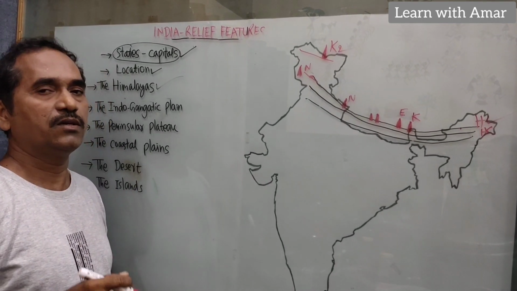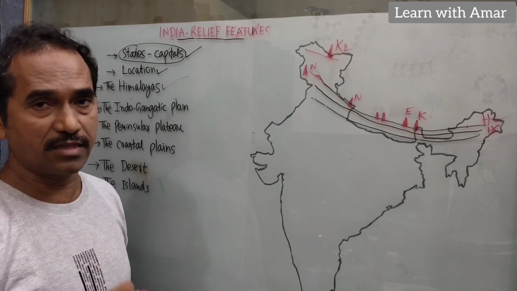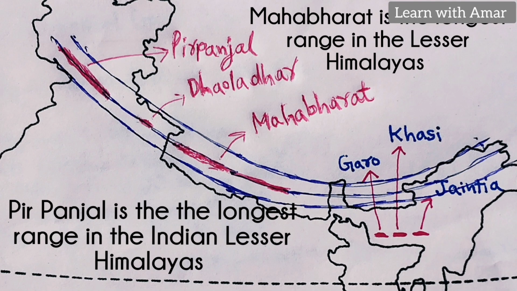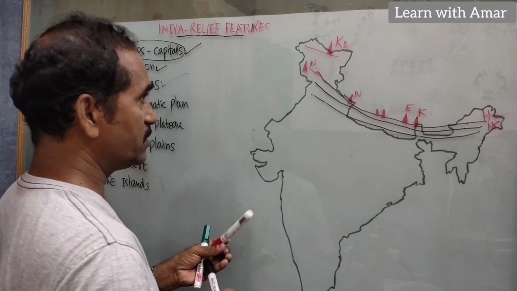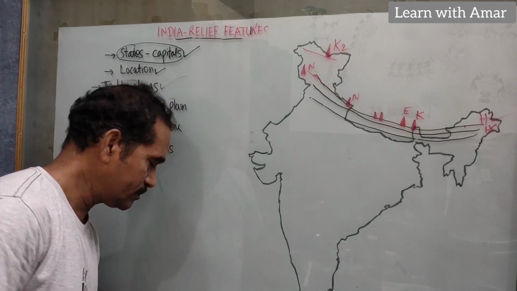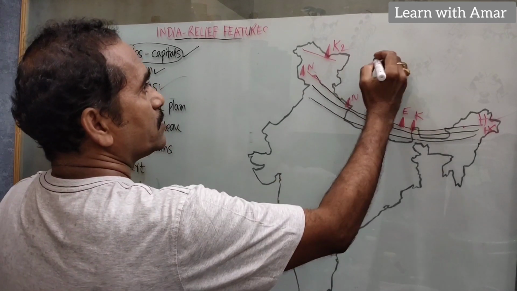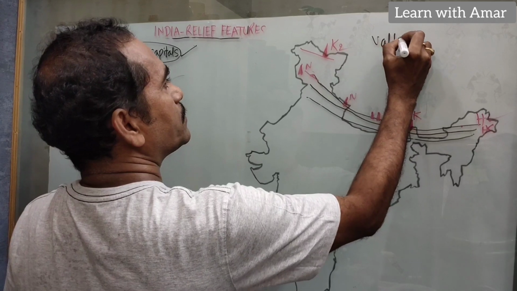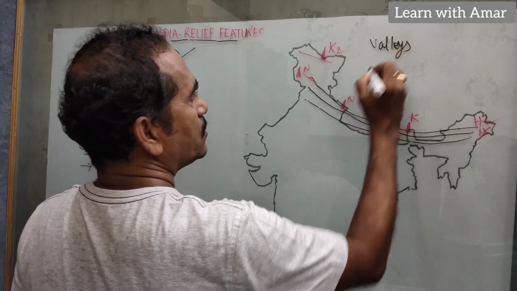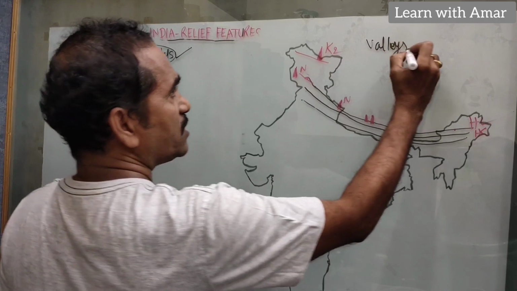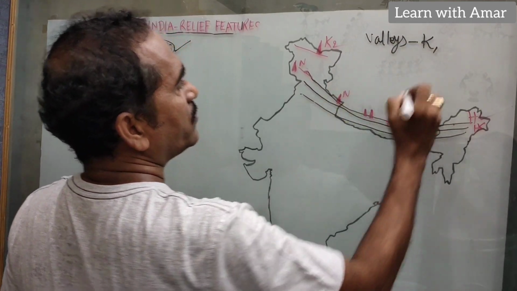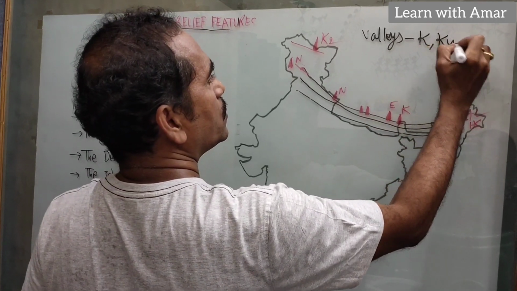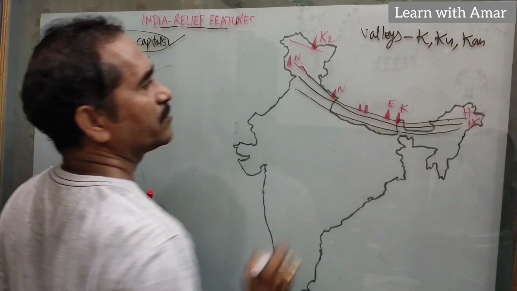Then Himachal, the second one, is very important because the duns, valleys and hill stations, very important, are located on Himachal, the second range. Let's look at it. They ask you first, we take valleys. Now here Kashmir Valley, then what else? Kulu and Kangra valleys, three valleys.